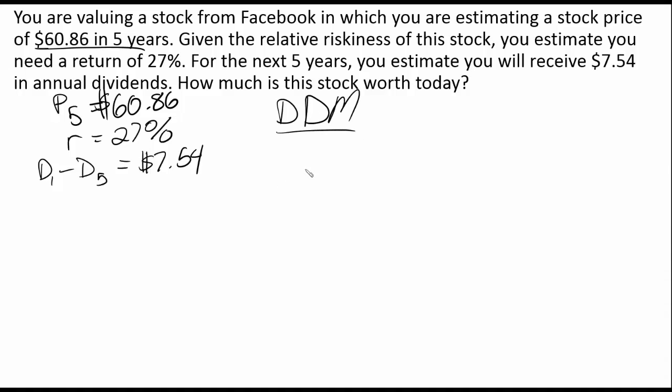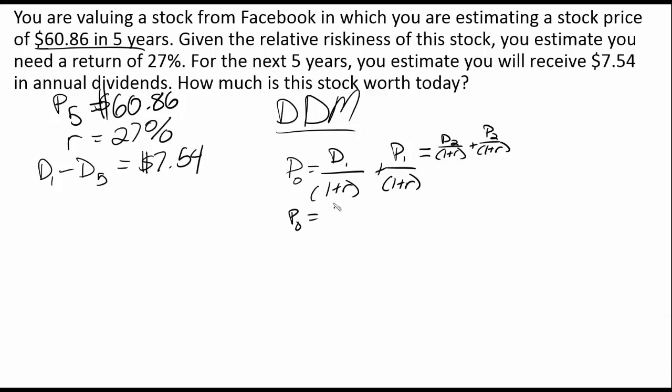Now remember, the basic part here is that we're trying to figure out the price today, P0, and that is going to be equal to our dividend at time period 1 divided by 1 plus R, plus the price at time period 1 divided by 1 plus R. In order to find P1, remember that P1 is equal to D2 divided by 1 plus R plus P2 divided by 1 plus R. So when you extend this out, P0 equals D1 divided by 1 plus R plus D2 divided by 1 plus R squared plus P2 divided by 1 plus R squared.